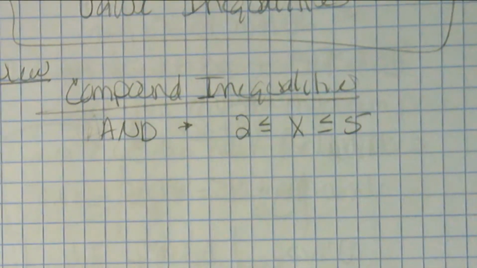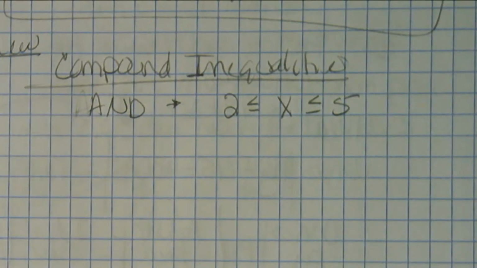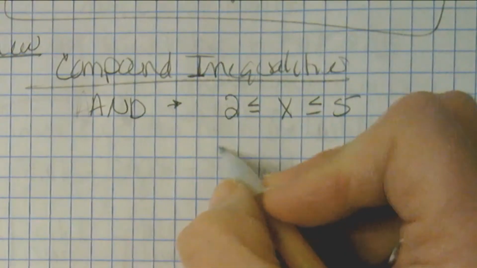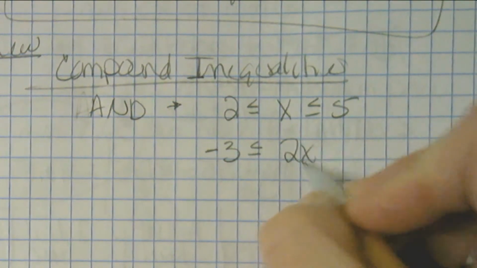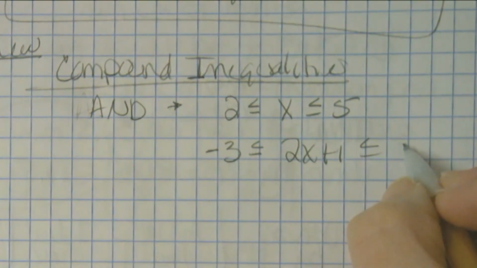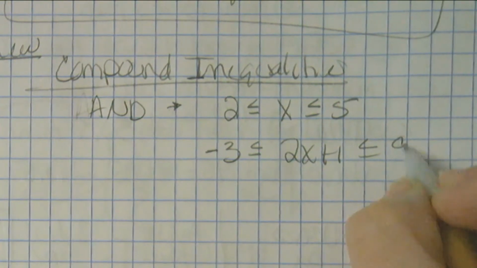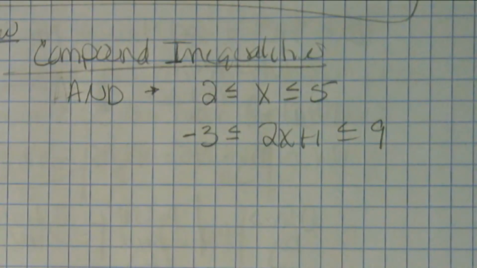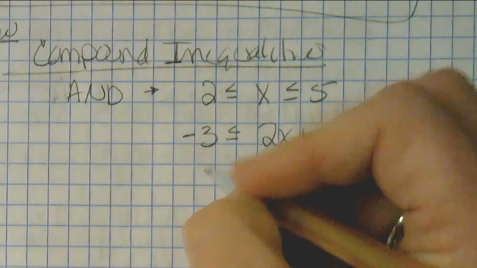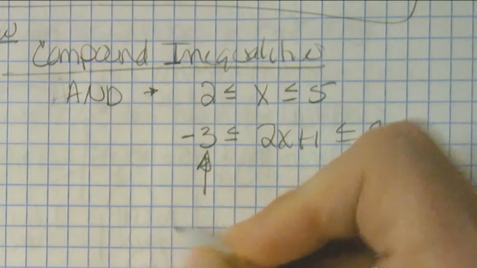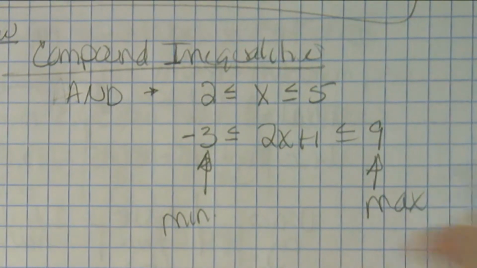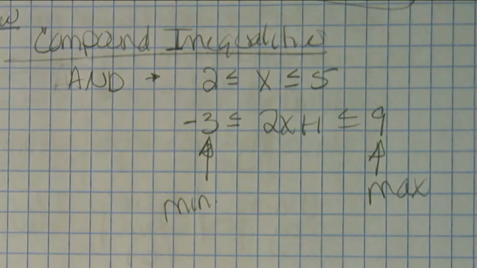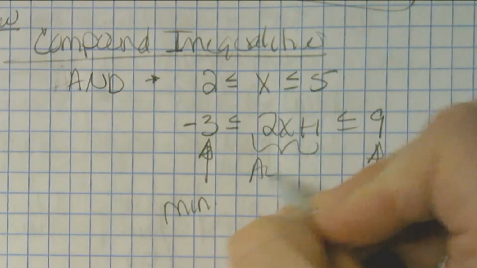Sure. So there's a solution to one. I could write -3 is less than or equal to 2x plus 1, which is less than or equal to 9. Okay. So when we have an and, we have a minimum and we have a maximum, with our actual in between.